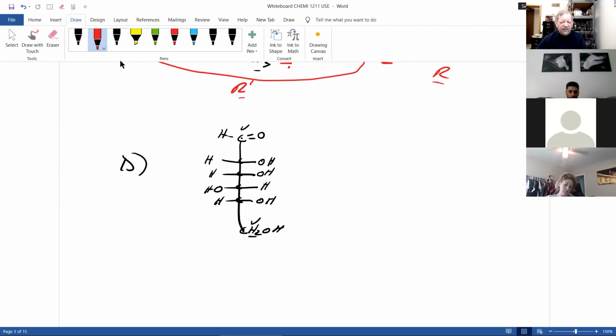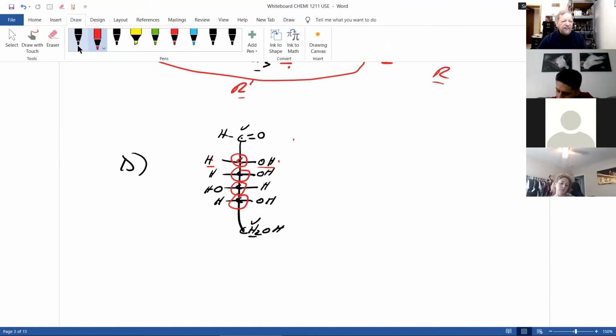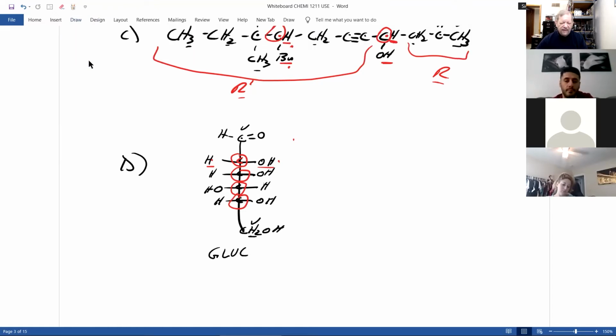Now, if we look at this carbon here, I have a hydrogen, hydroxyl group, this aldehyde, and then all of this, which I'll call R. That's better. This I call R prime. So it has hydrogen, hydroxyl, R, R prime, 4 different groups. It's chiral. And if I look at this carbon, the same thing would be true, same thing here, and same thing here. So in glucose, there are 4 chiral carbons.